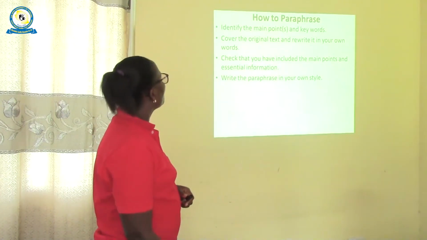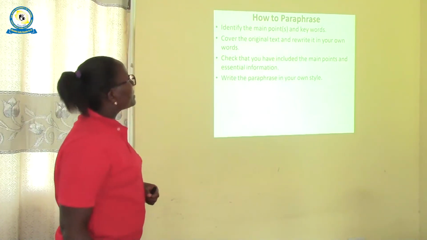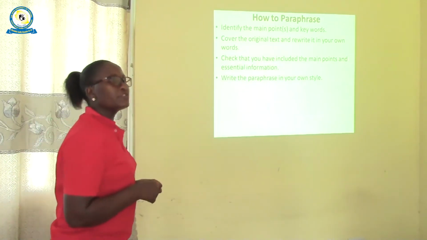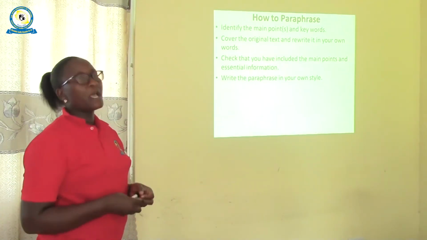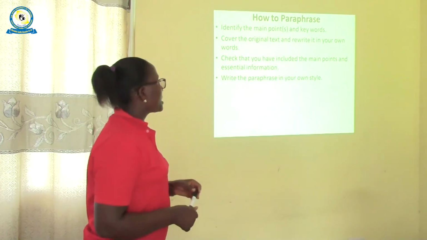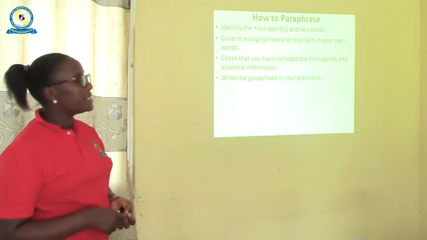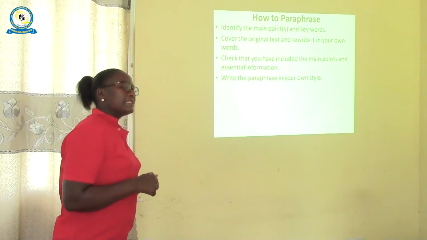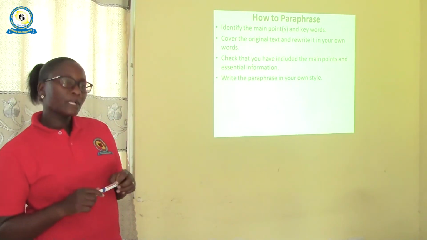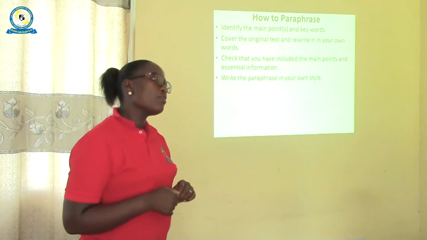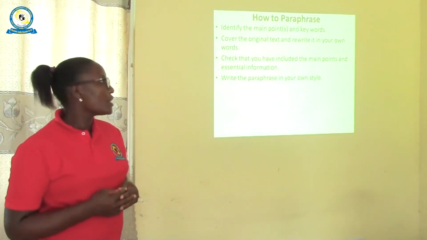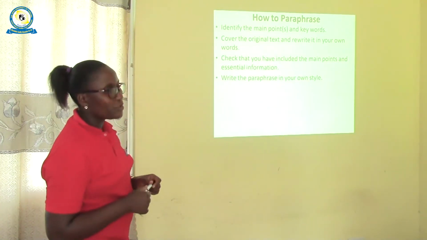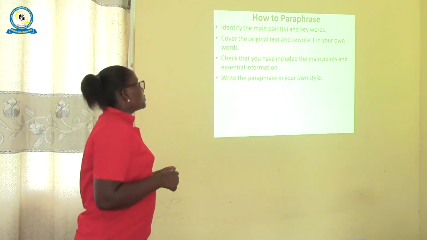So how do you paraphrase? Identify the main and the keywords. Cover the original text and rewrite in your own words. Always try to grasp the main idea of the text and put it in your own words. Check that you have included the main point and the essential information. If it's a book, then make sure you get the main point, the main content of the author, the original idea of the author, and then put it in your own words. Now, at the end of the day, you should be able to acknowledge by doing the in-text citation.